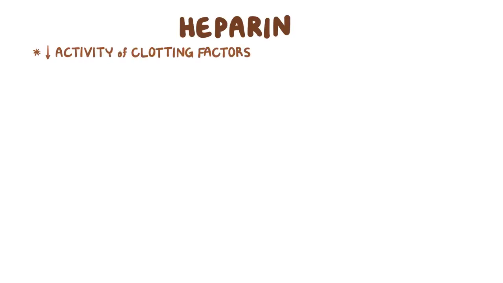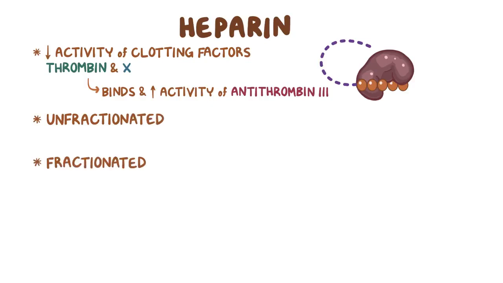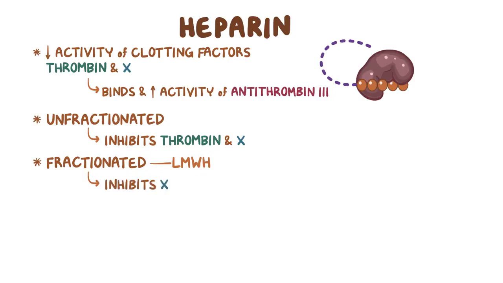Alright, as a quick recap. Heparin works by lowering the activity of two clotting factors called thrombin and factor X by binding to and enhancing the activity of a protein called antithrombin 3. Heparin can be unfractionated or fractionated, which is also called low molecular weight heparin. Unfractionated heparin inhibits both factor X and thrombin, while low molecular weight heparin only inhibits factor X.